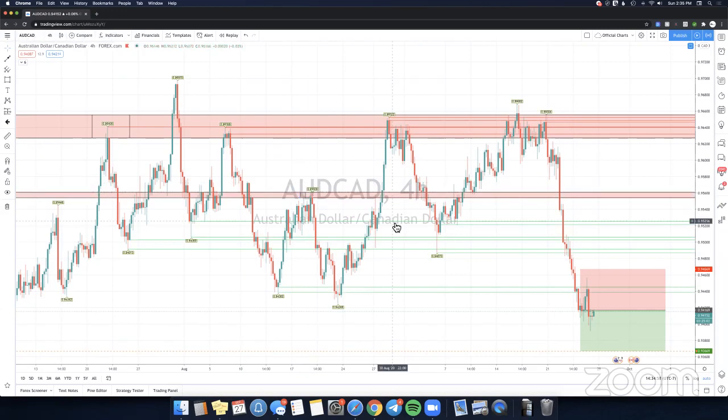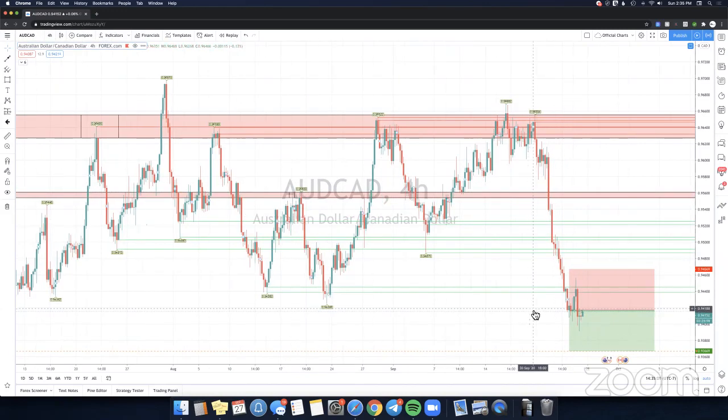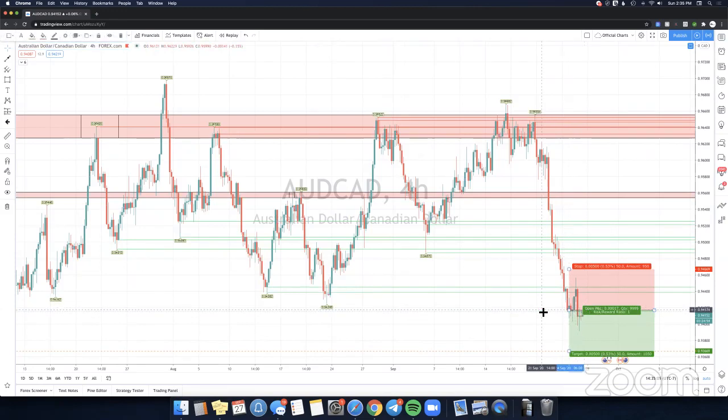But currently, this is a risky trade because me personally, I don't like to hold trades for more than a couple of days. And I think this trade is running for about, from the 24th.